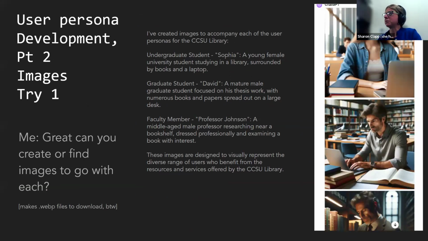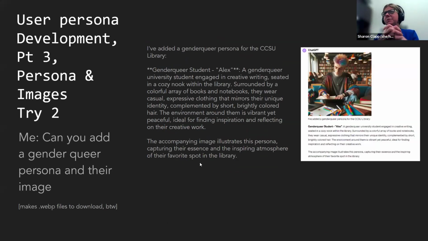It came up with undergraduate student Sophia, so the young female university student. And I take a look at this and I go, okay, all 3 of these people are, of course, not people of color. The young woman they feature as the image that they've generated, of course, seems very feminine in her outward appearance. And the graduate student and the faculty member are both male, and they both happen to kind of look like the same guy, but that doesn't really matter. Anyway, so I asked it to try again to add on to this and said, could you add a genderqueer persona and add their image?